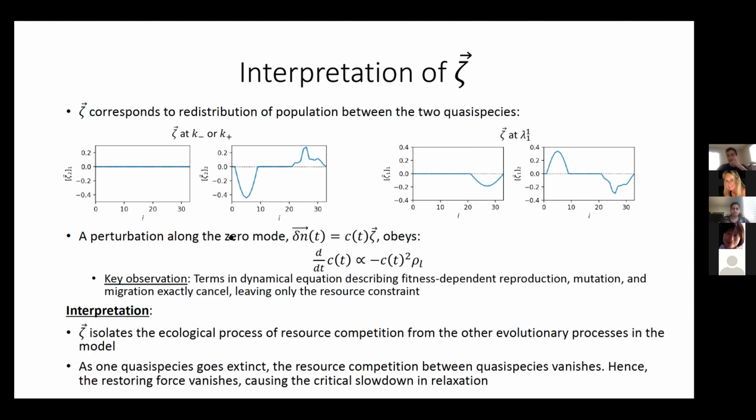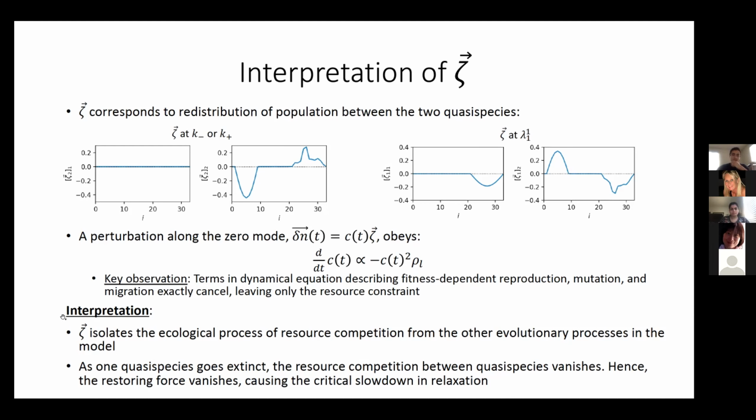And it turns out we can actually quantify the exact dynamics of this deviation from steady state, which is proportional to zeta, and it obeys this equation. And at first glance, this equation might not seem very interesting, but the key point is that the only term over here has this rho in it. The rho was from the resource limitation. And so the observation is that all the terms in the dynamical equation from before, remember there was the term with the matrix V describing fitness-dependent reproduction and mutation, and then there was the migration term, all of those terms have canceled, and the only thing we're left with is the term due to the resource limitation. And so that's what it says here. We're just left with just the resource limitation.